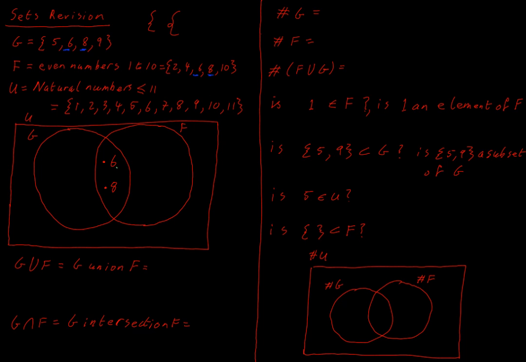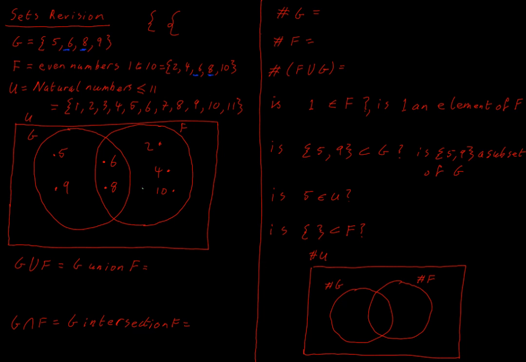Once I've filled this in, then I fill in the bit of G that only has parts of G in it. So I have 5 and 9 that are only in G. They're not in F as well. 5 and 9 are only in G. And then in F, 2, 4, and 10 are only in F. They're not in G as well. And I put in dots next to them.